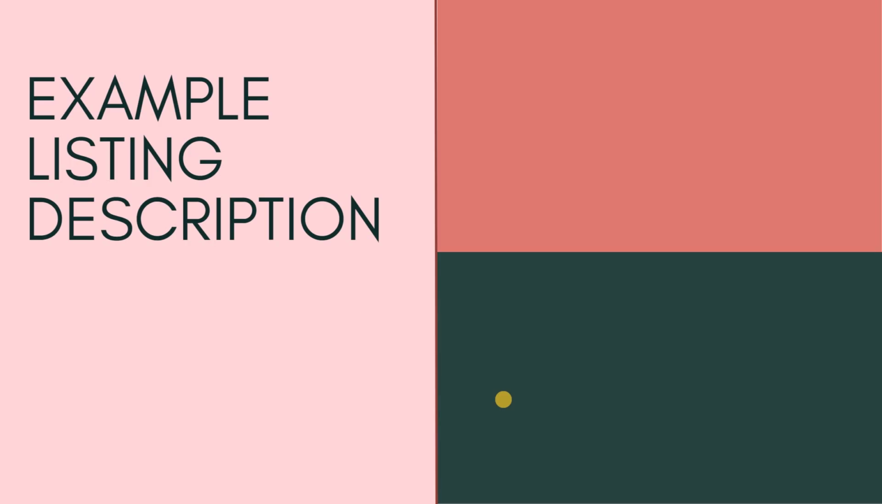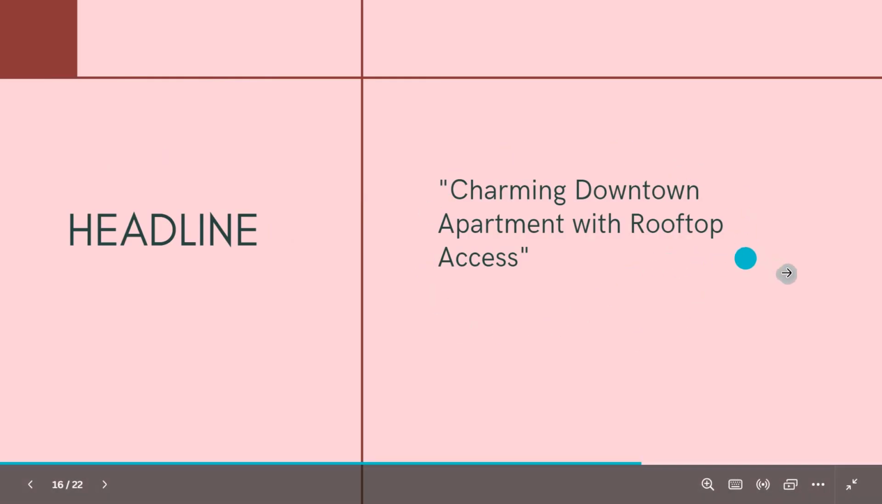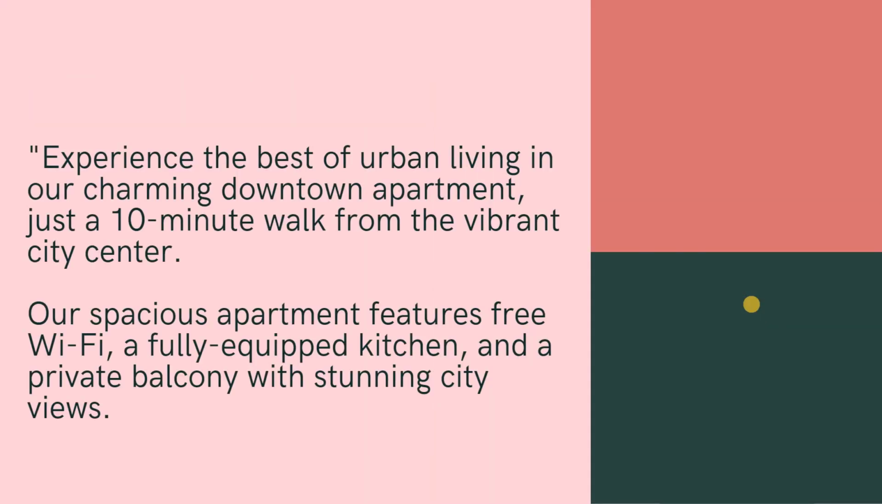So at this juncture, I'm going to share with you an example of what we have been discussing, how you can create a very beautiful, nice listing description for your Airbnb, whatsoever. So I'm going to go with this example. The headline can be charming downtown apartment with rooftop access. And then the description, we can go with something like experience the best urban living.